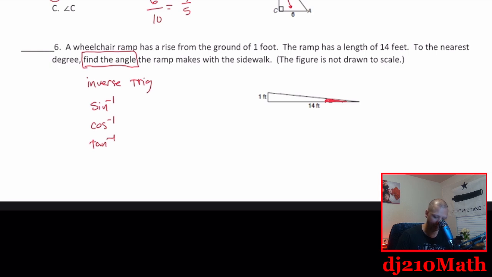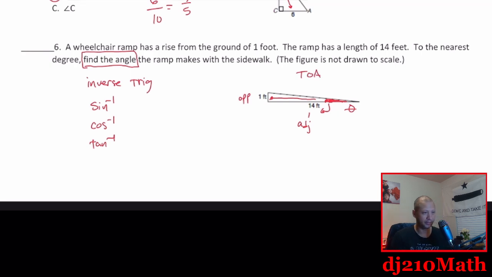So we'll just call it angle A. Technically, the variable that we use for angles is called theta. So that's the unknown. That's the variable. Theta is the variable. Okay. In relation to theta, the angle, we have the opposite, which is 1. And then the adjacent side, which is 14. So opposite and adjacent.